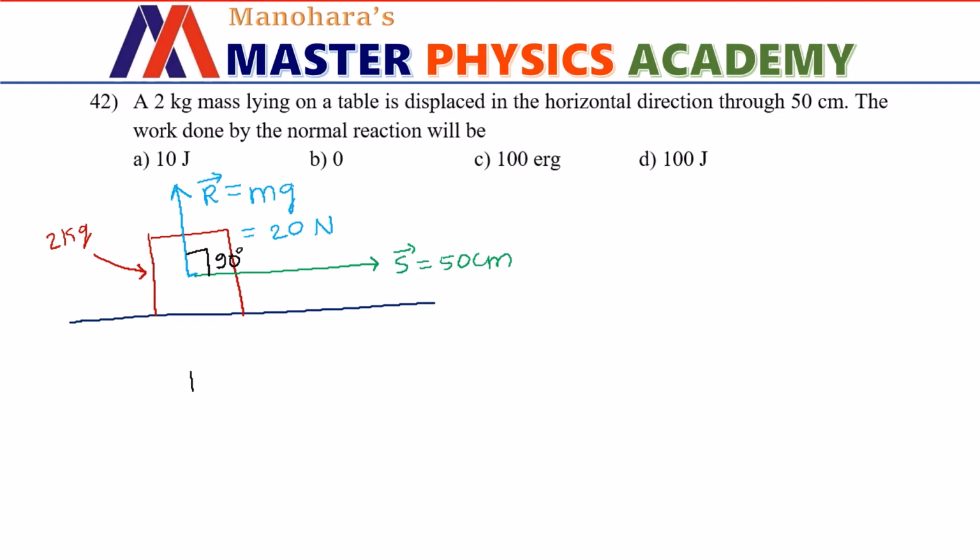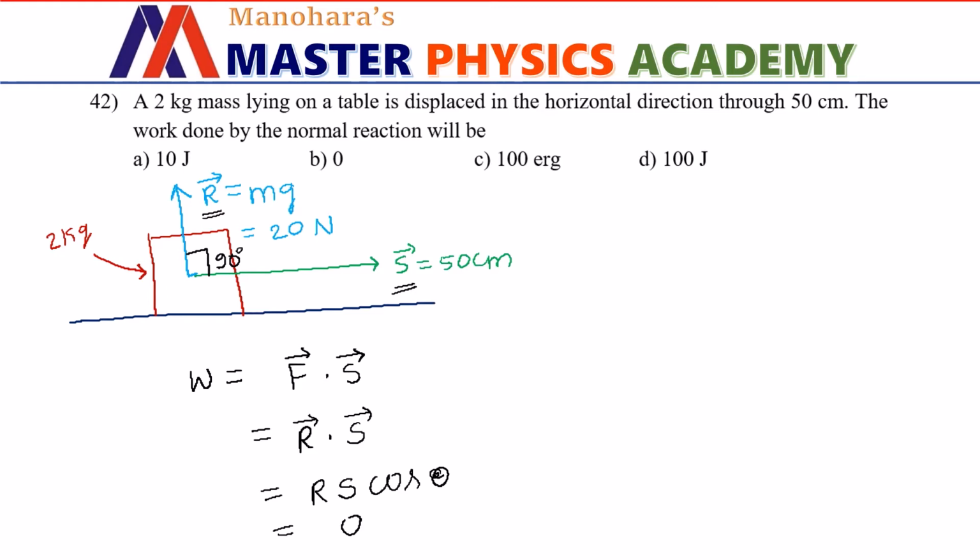Now the definition of work done says it is force dot displacement. What force they are mentioning here is the normal reaction, therefore it is going to be R dot S. Now R dot S, upon expansion we know that it is going to be R S cos theta, where theta is the angle between R and S, which is 90 degree in this case, and we know that cos 90 is 0, hence the final answer is going to be 0. Therefore the option we need to choose is option B, 0.